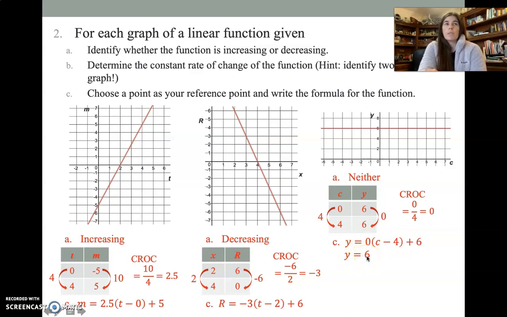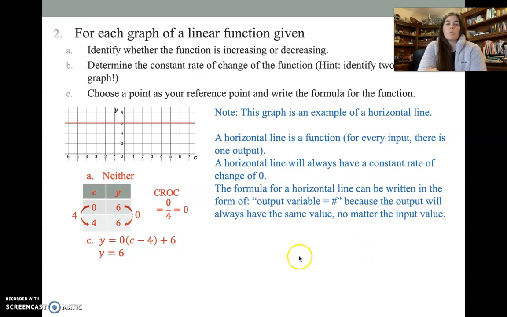So essentially what we're saying in this case is my output, y, is always going to be 6 no matter what the input is. So this graph is an example of a horizontal line. So a horizontal line is a function. It's boring, but it is. Right? For every input, there's one output. A horizontal line is always going to have a croc of 0, right? It's neither increasing nor decreasing.